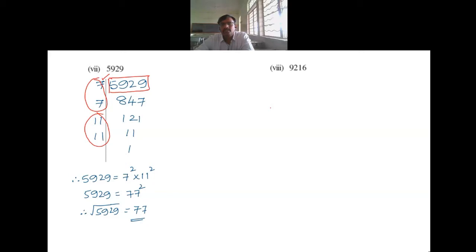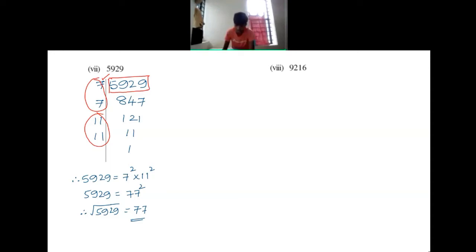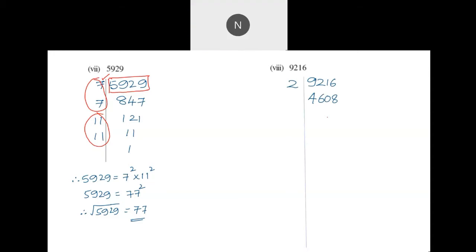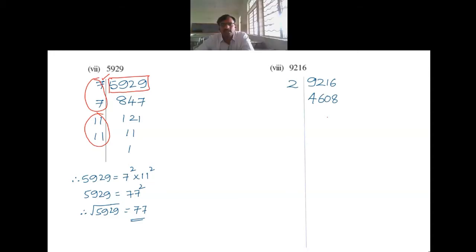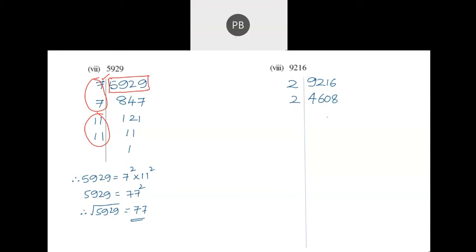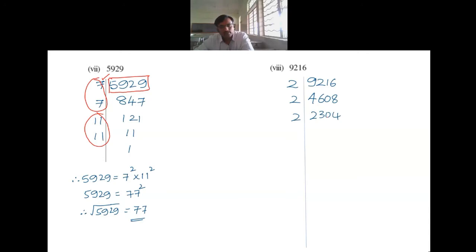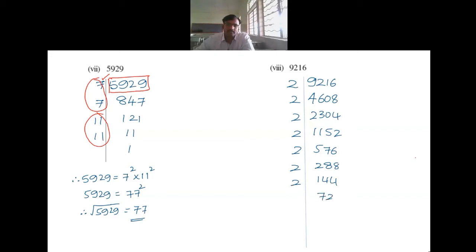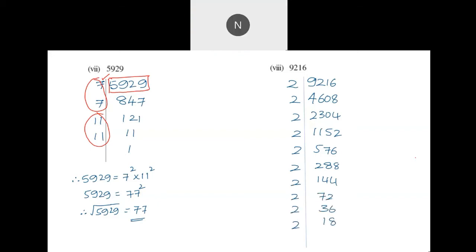Now, if you have 9216, it is divisible by 2. So when we divide, we get 4608. Once again, divide by 2, we get 2304. Once again, divide by 2, 1152. Divide by 2, 576. Divide by 2, we get 288. Then 144, 72, 36, 18, 9.